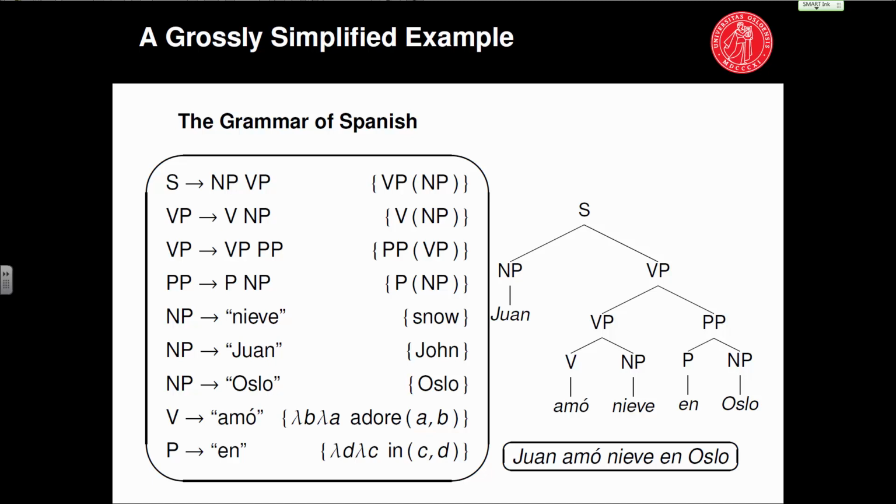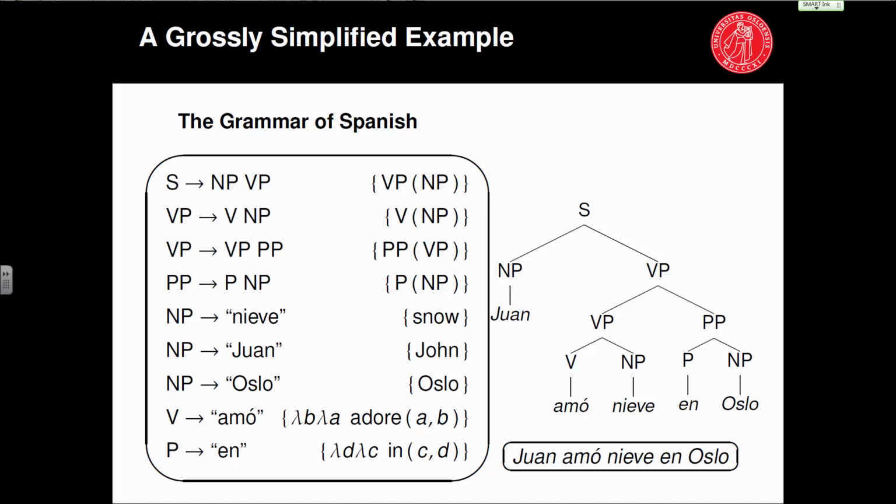So, let's just say that for each expression, each rule in the grammar, I have a meaning expression. I write them in curly braces here. That's just to signify that they are statements in semantics, and I'm assuming some kind of predicate language, first order predicate calculus, maybe some kind of logic language. And I simplify and say the meaning of nieve is the symbol or the concept snow. So I conveniently use concept labels here that resemble words of English, but this is an abstract symbol. The meanings associated with Juan and Oslo are John and Oslo, so these are atoms essentially. We get some idea of how we would interpret them.